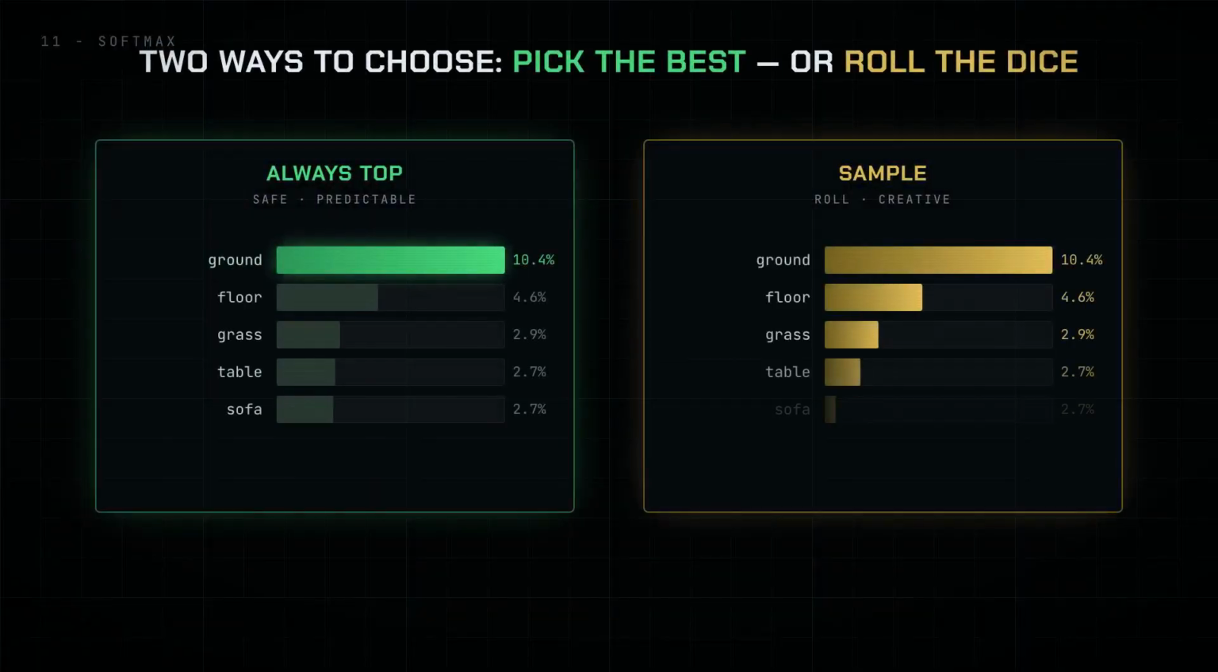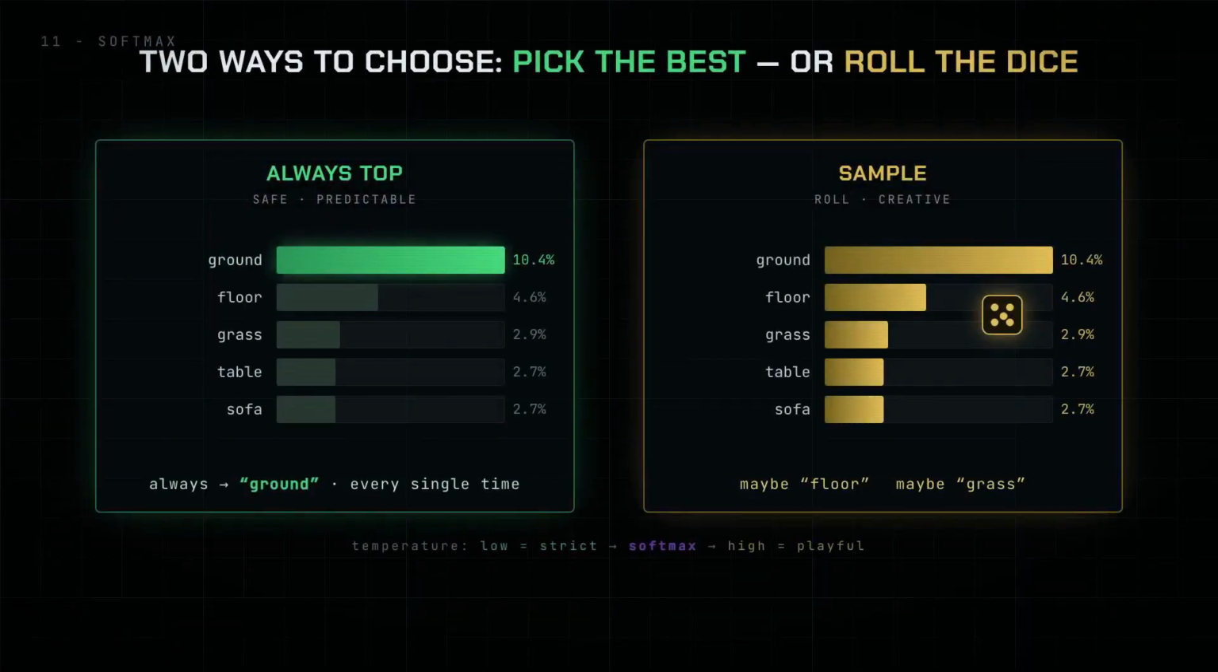With real probabilities in hand, the model can either always take the top one, safe and predictable, or roll the dice among the top few for a bit of creativity. That single choice is the difference between a boring model and a lively one.